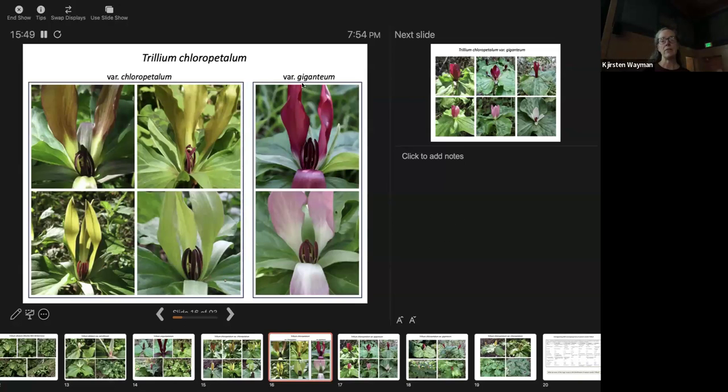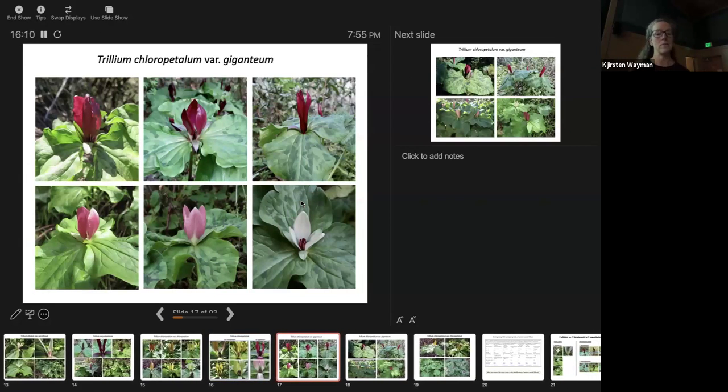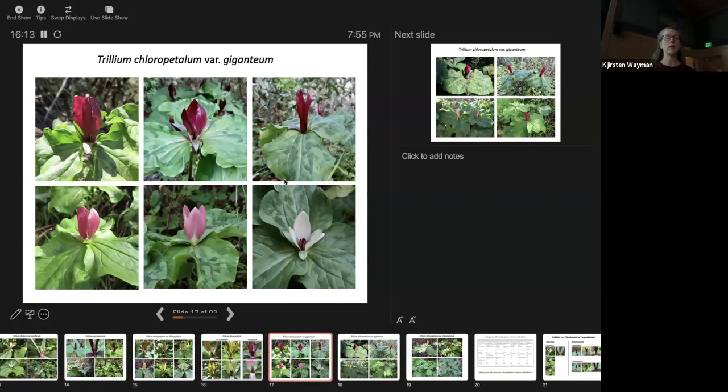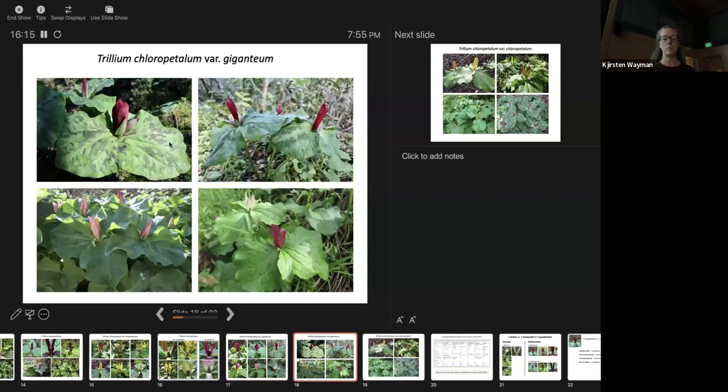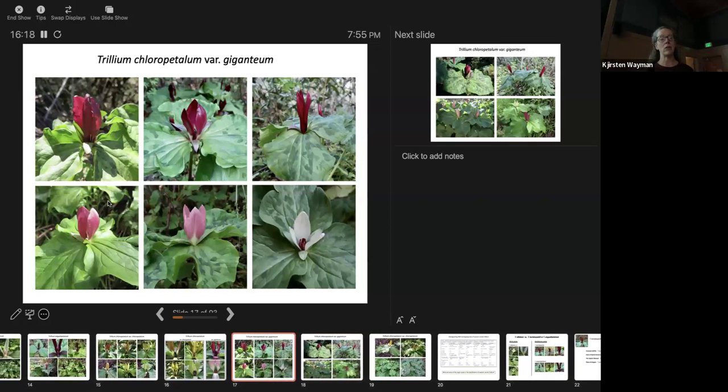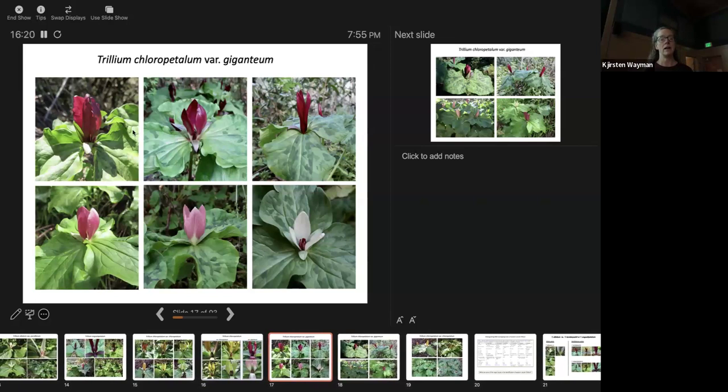If we look over here at variety giganteum, you'll see a very similar orientation of the stamens. But what you should notice is a difference in petal color. While variety chloropetalum had more of those greens and yellows and oranges and maroon, giganteum goes from about burgundy to pink to, as we'll see, even white petals. So in a population of Trillium chloropetalum giganteum, we'll see a variety of petal colors from this burgundy color to a dark pink, to a lighter pink, to even white. And I'll mention the white ones in a little bit again.